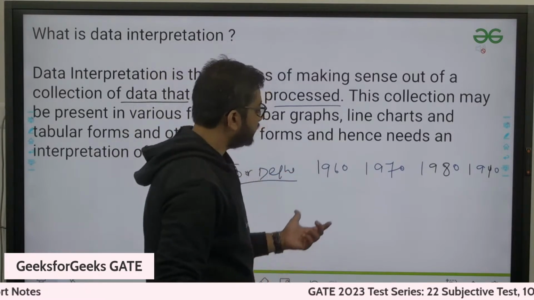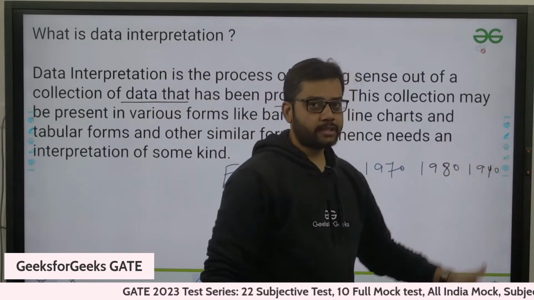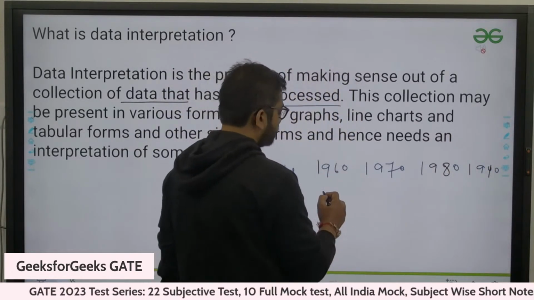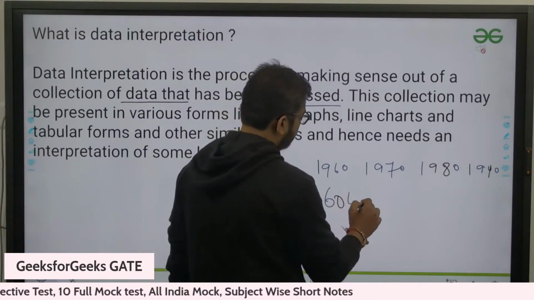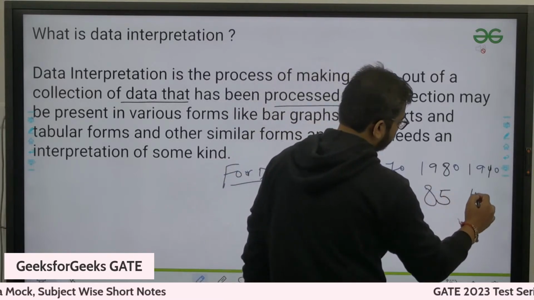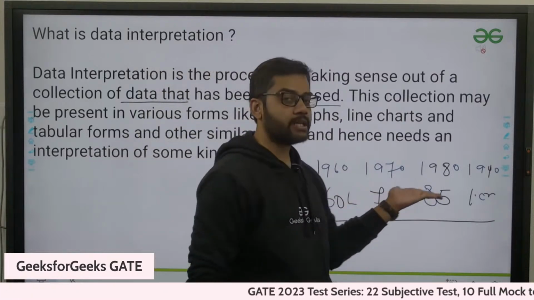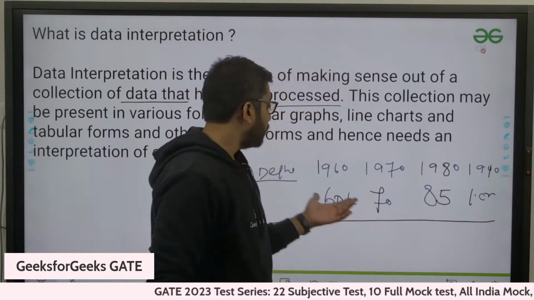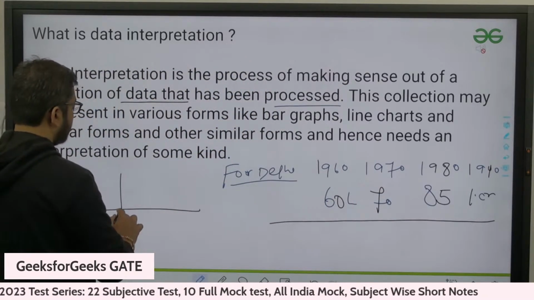For Delhi, we are talking about the population from 1960 to 1990. So suppose this is 60 lakh, then 70 lakhs, 85 lakhs, 1 crore. So first, either you write this in the format of a table, or you can show it like a graph like this.